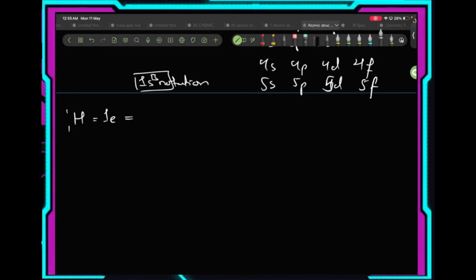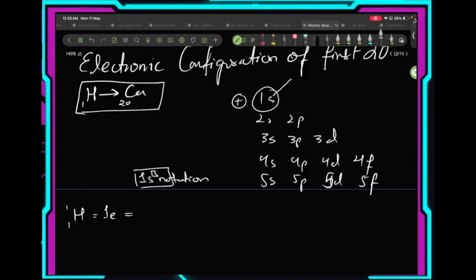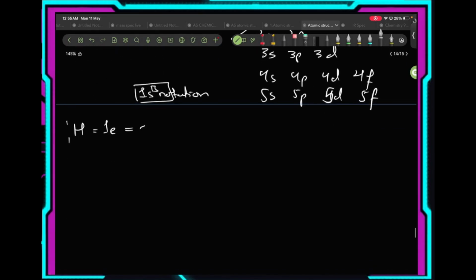That means you write the subshell and you write the electrons in its exponent or power or superscript. Yep. So hydrogen has 1 electron. Where would you go first? You go to the first subshell 1s, and can 1s take this 1 electron? Yep. So 1s1 is the electronic configuration for hydrogen. It has 1 electron in the s orbital.